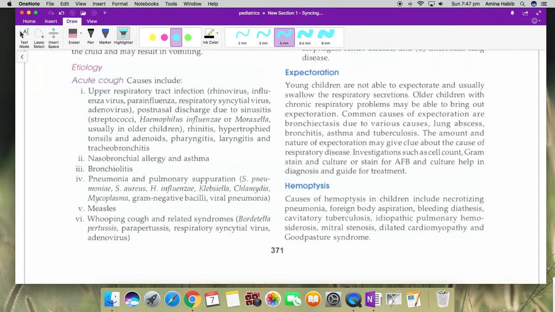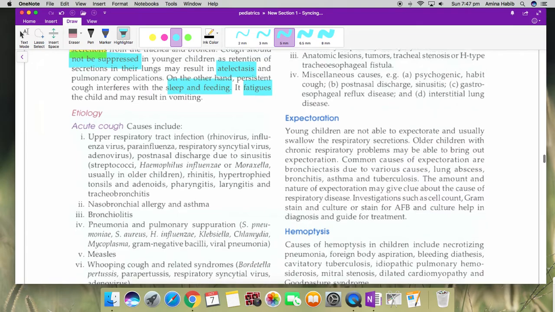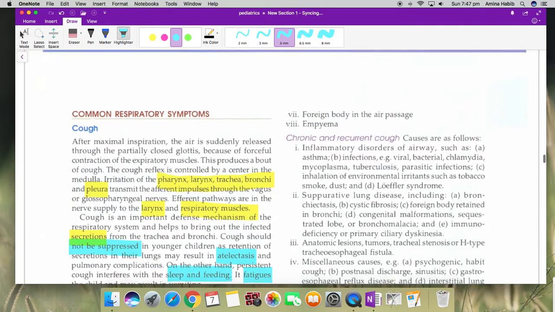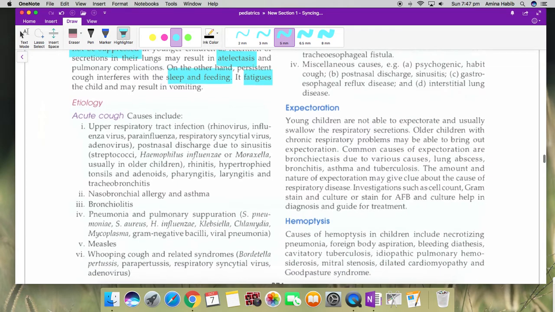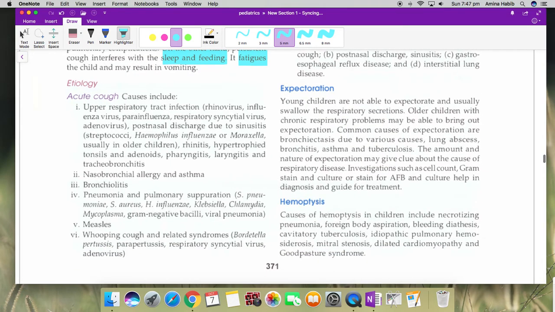Now in etiology, it is given in a very point-wise fashion. 6 points are there, right? Not even 6, one more is there here. Foreign body and empyema. Okay, so now I'm going to tell you in a little different way.